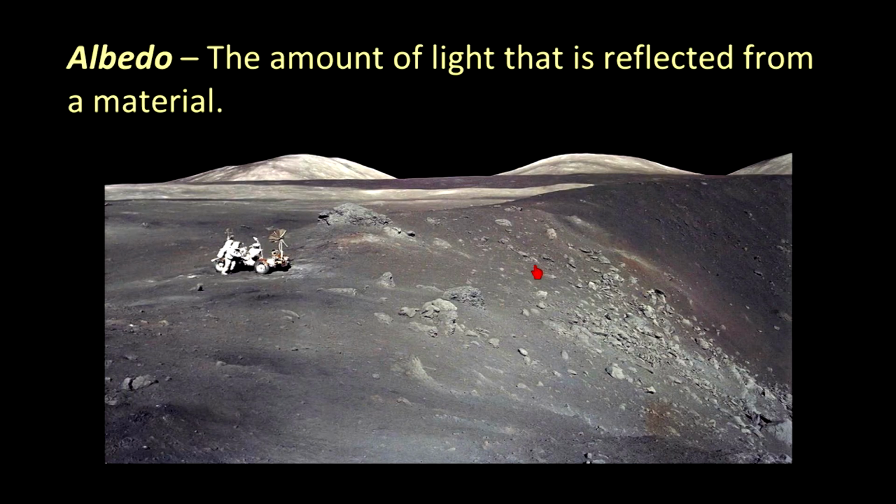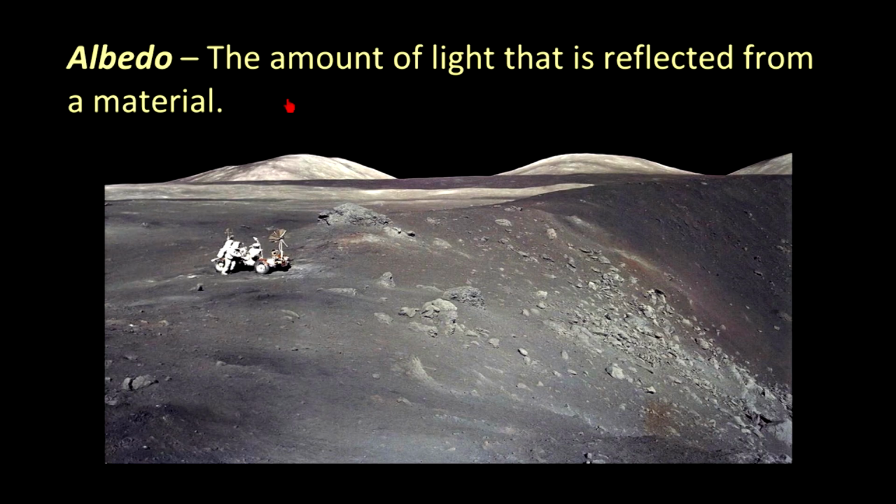And this brings us to a definition. Let's go back to our screen here. The word is albedo. And albedo is referred to as the amount of light that is reflected from a material. So think of it as albedo is sort of the reflectivity of a mirror.